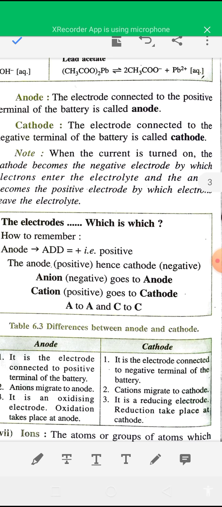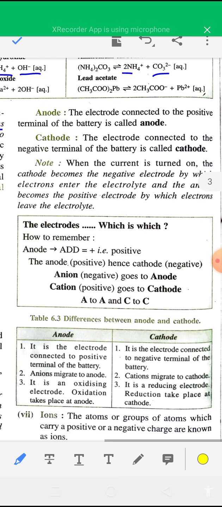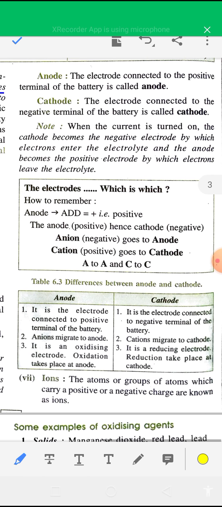Anode and cathode. Anode is the electrode connected to the positive terminal of the battery. The metal plate or non-metallic plate, which is a conductor of electricity, connected to the positive terminal of the battery, is known as anode. So anode is positively charged electrode, and the electrode connected to the negative terminal of the battery is known as cathode. So cathode is negatively charged, and anode is positively charged.